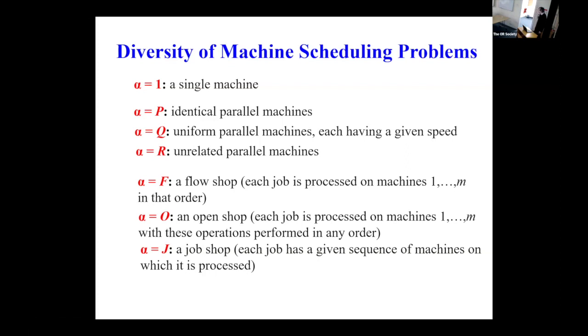For example, if you're having your car serviced, it doesn't really matter whether you have the work on the tyres done first or the work on the headlights. They're completely independent of each other, and you can decide which order you want to do those two things. And for alpha equal to J, each job is very much a customised job for a customer, and based on the nature of the job, it will pass through different machines in different orders. So the job shop is the most general of these types of scheduling problems.